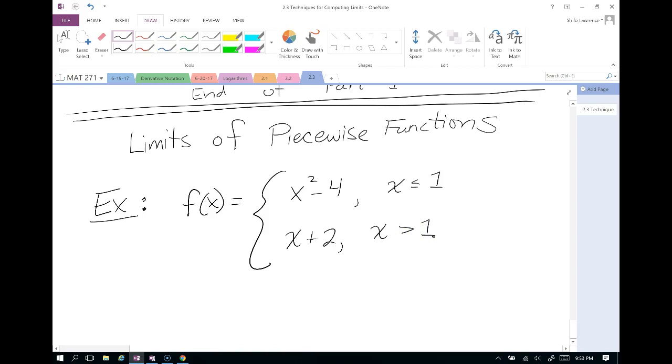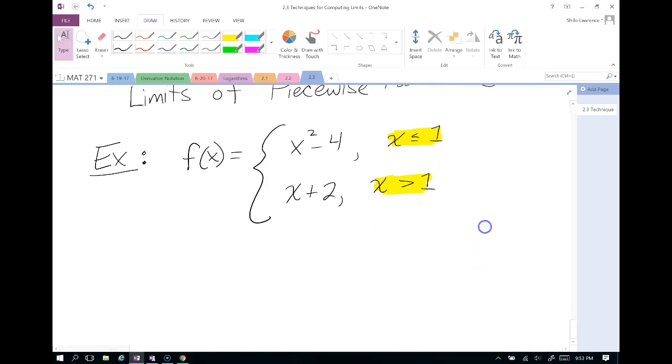So this is a piecewise defined function because it's defined by two different functions on two different parts of its domain. For x values less than or equal to 1, it uses the x squared minus 4 graph. For x values greater than 1, it uses the x plus 2 graph. So it's made up of two different pieces. The only real problem we have when it comes to limits is what's happening at 1, because 1 is the place where we jump from one function to the other.